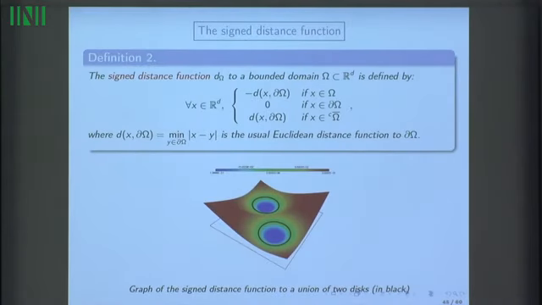So just to mention that the signed distance function to a given shape omega is just the distance to the boundary with the sign minus when we are inside and plus when you are outside. So these are two circles in 2D, and this is the graph of the signed distance function, which is over here.